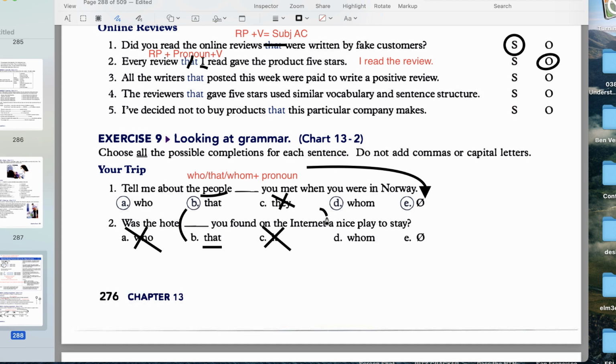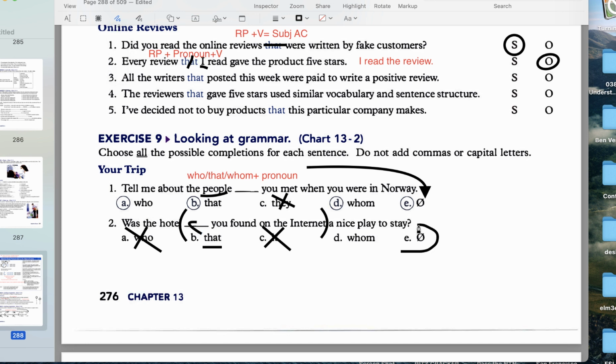Okay. Is this adjective clause a subject adjective clause or an object adjective clause? Well, let's put that here and let's see. "Was the hotel that you?" What comes right after that is the pronoun you. So when you have a relative pronoun plus a pronoun or a noun plus your verb, it's object.